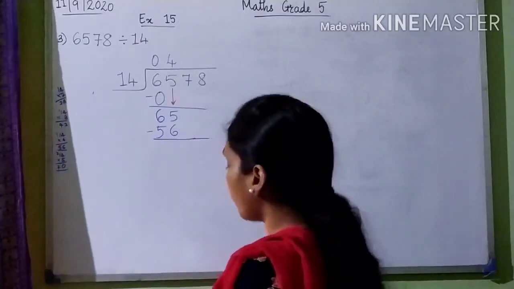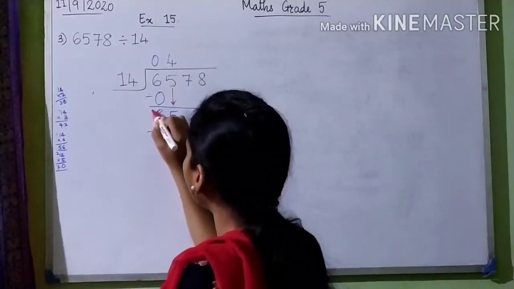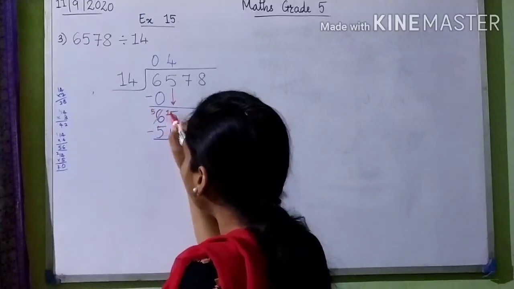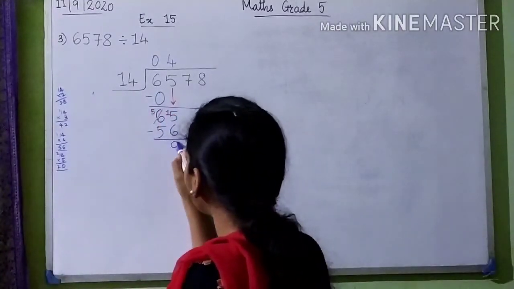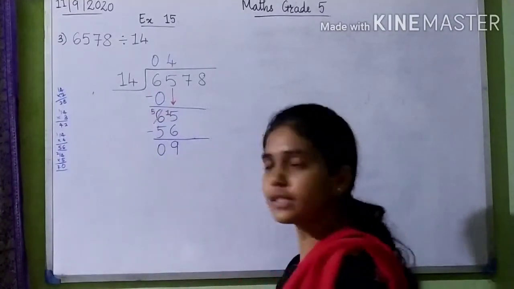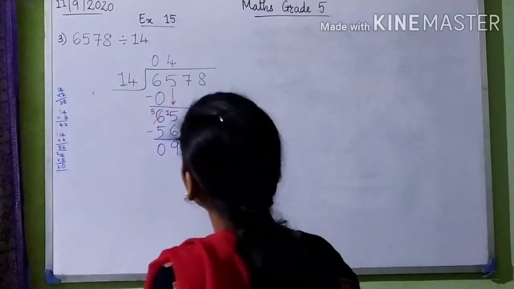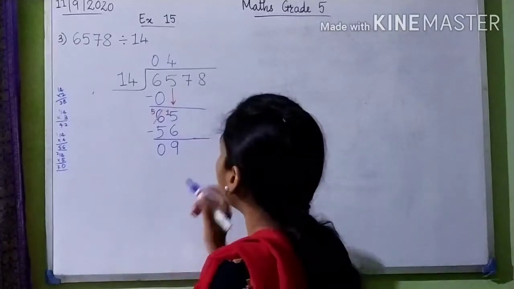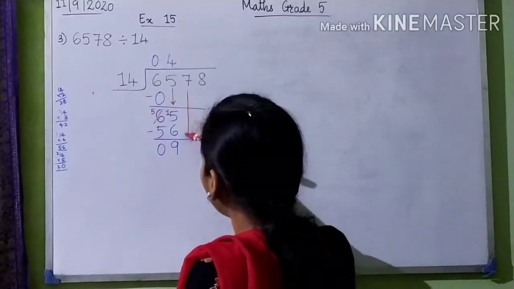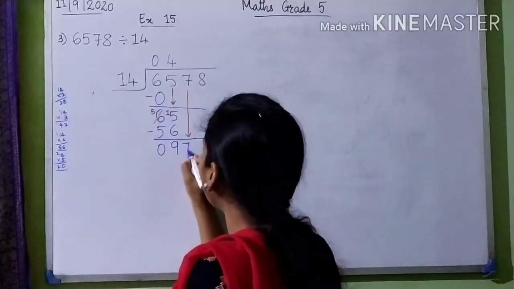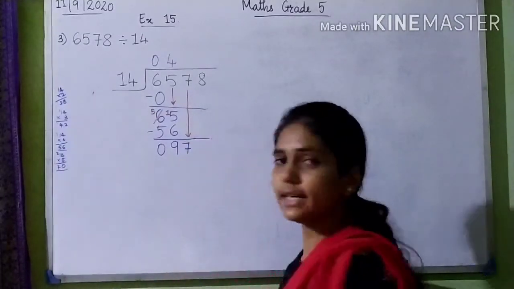So what is 65 minus 56? 5 is lesser than 6, so I carry 1 and this becomes 15. 15 minus 6 is 9, so this becomes 9 and this becomes 0. Now I take the next number down. The next number is 7, so 7 comes down and this number has become 97.